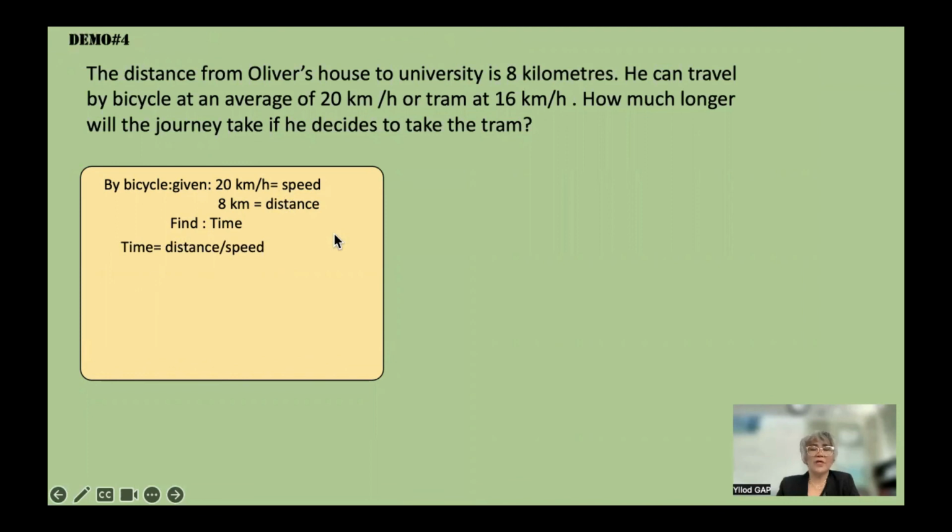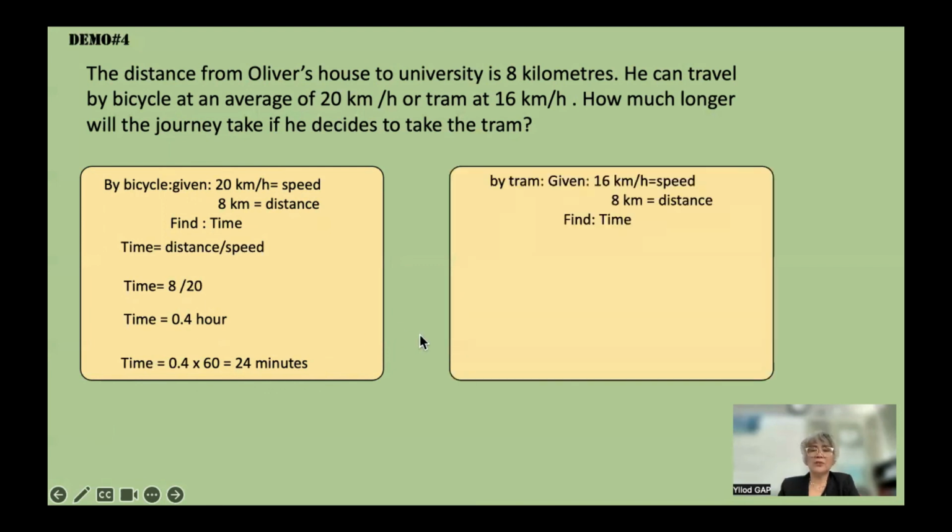So you have the formula, distance divided by speed. Okay, so 8, the distance divided by 20, which is the speed. 0.04 of an hour. Now we can change that into minutes by multiplying it by 60. So 24 minutes. So Oliver travels for 24 minutes to get to the university from home. Okay. Next one, by tram.